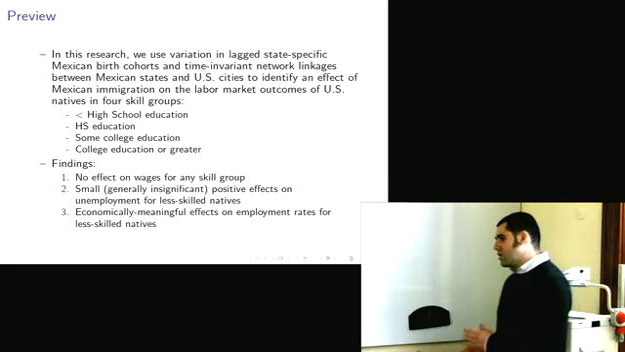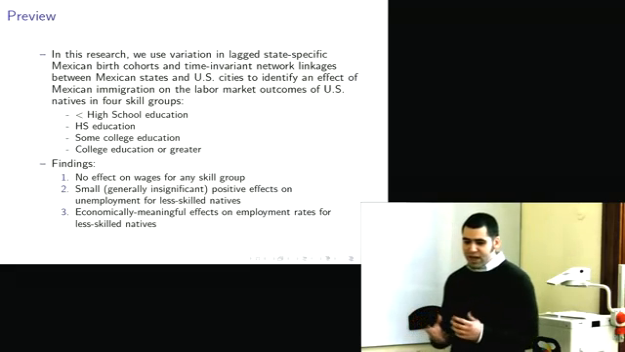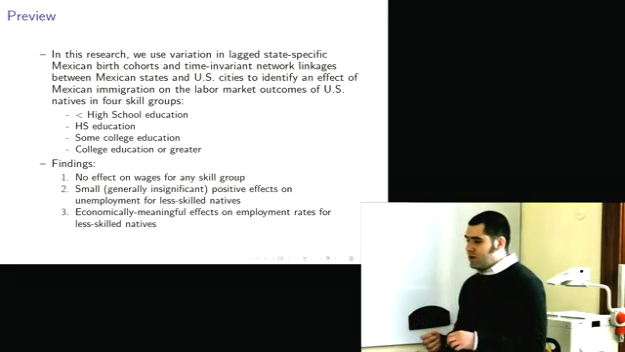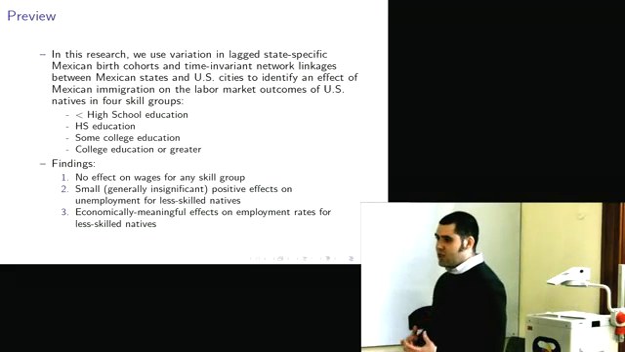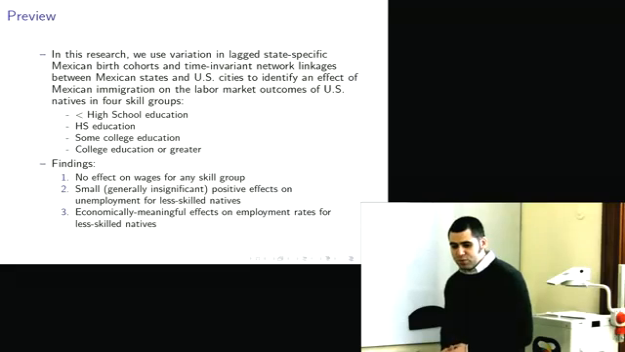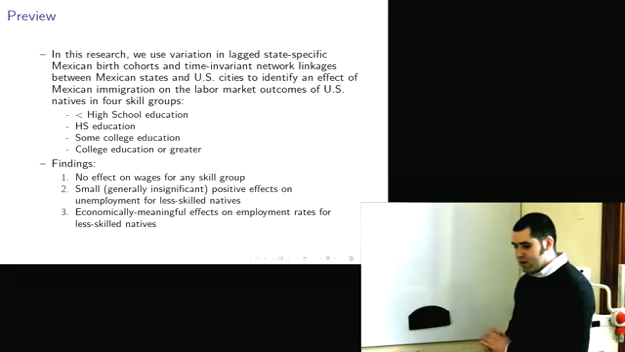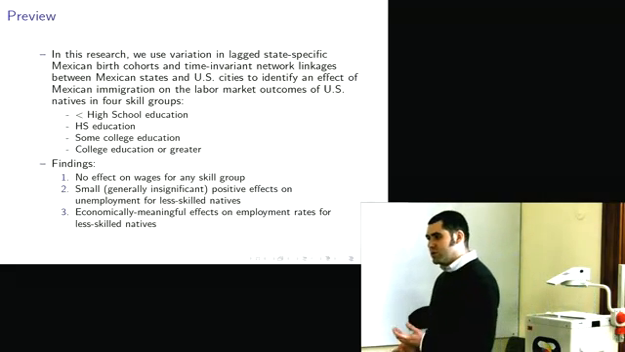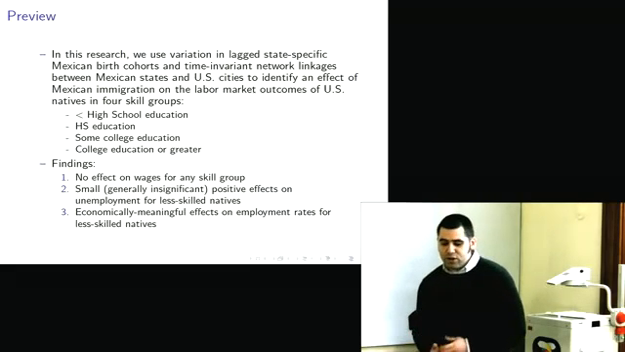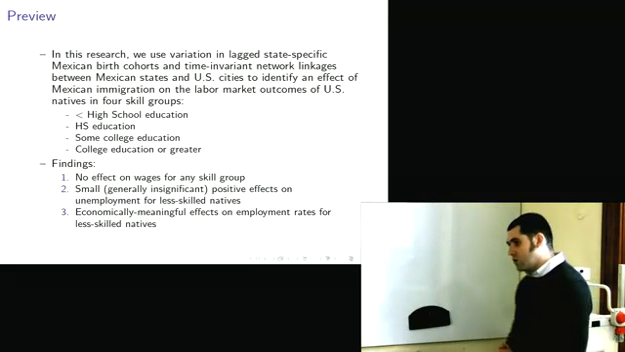So in this research that we're going to present to you today, we're using variation in lagged Mexican state-specific birth cohorts, the size of lagged birth cohorts. And we're going to leverage those data and also data on these network ties between different Mexican states and different US metro areas to predict immigration to the United States. We're going to then use that variation to tease out an effect on wages and employment as well. And we're going to look at natives in 4 skill groups: those with less than a high school degree, those with a high school education, those with some college, and those with college education or greater.